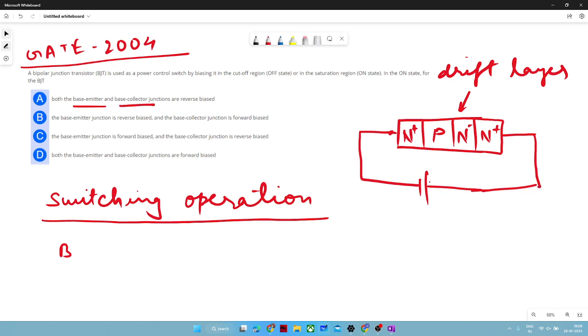So like that, we need to forward bias both the terminals. So this option D, which is recommending that both the base emitter and base collector junctions are forward biased, is satisfying our condition. So this is also true for IGBT as well.